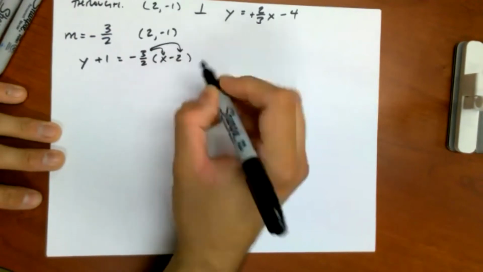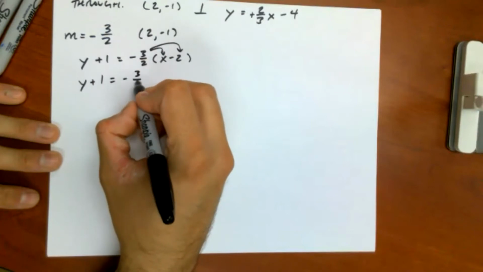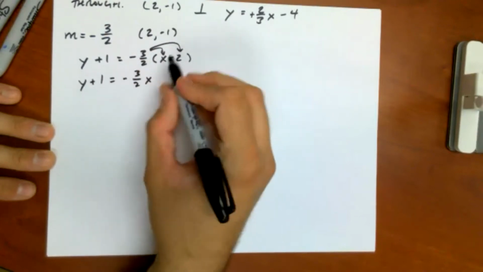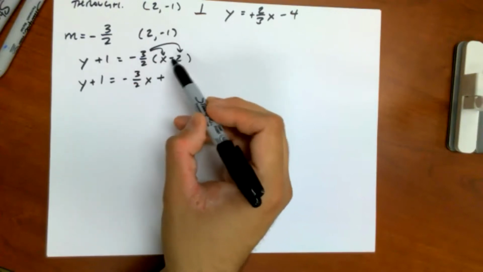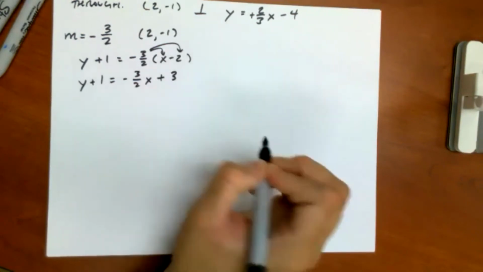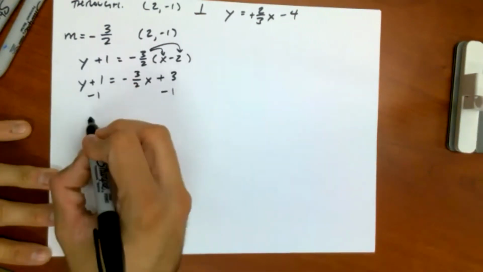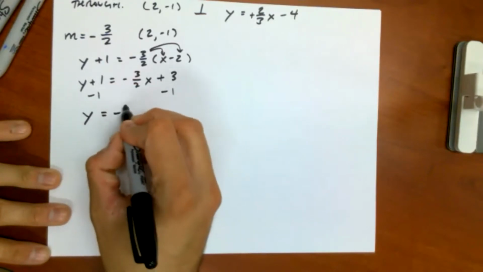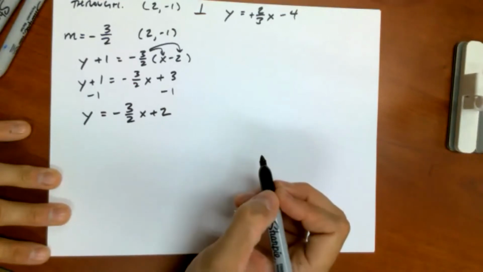Distribute the negative 3/2. We get y plus 1 equals, now this is going to be negative 3/2 x. 2 negatives make a positive. Now, the 2's cancel. If you want to multiply this, this becomes 2 times 3, which is 6, divided by 2, which is 3, right? And then we subtract 1, and we get y equals negative 3/2 x plus 2, okay?